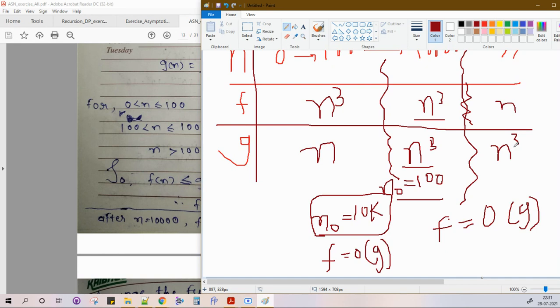N cube is, you can say, small o, but you cannot say n cube is small o of n cube. N cube cannot be properly upper bounded by n cube, because if you take c equal to 0.5, this would be false. As per the definition of small o, for every value of c, this should be true, that f is less than g. Correct. So after n0 equal to 100, f is capital O of g, and after n0 equal to 10k, f is small o of g. Right.